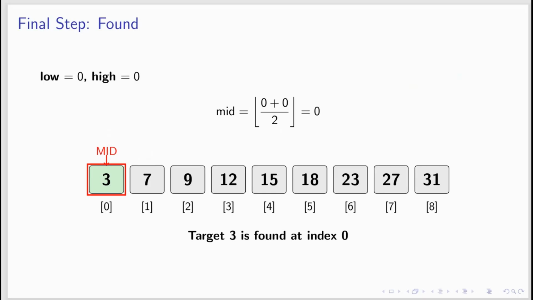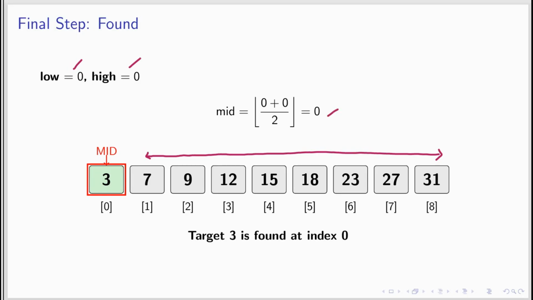Now in this case, all these elements are ignored and now low is still on position 0 and high is on position 0, index number 0. Both are 0. 0 plus 0 divided by 2, the answer is 0. Mid will be on 0. They will compare 3 with the target element, and our target or searching element is also 3. So we can say that target 3 is found at index number 0.